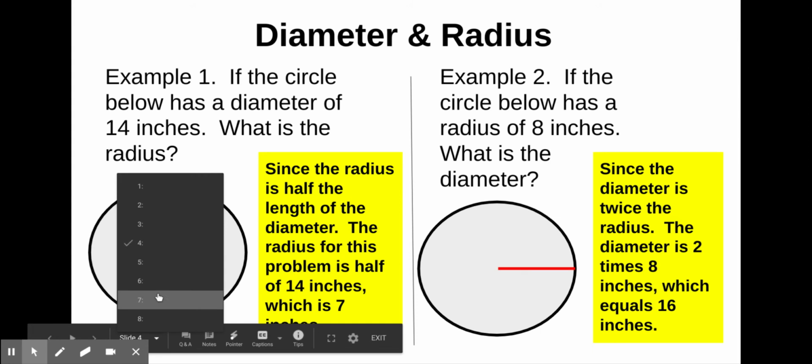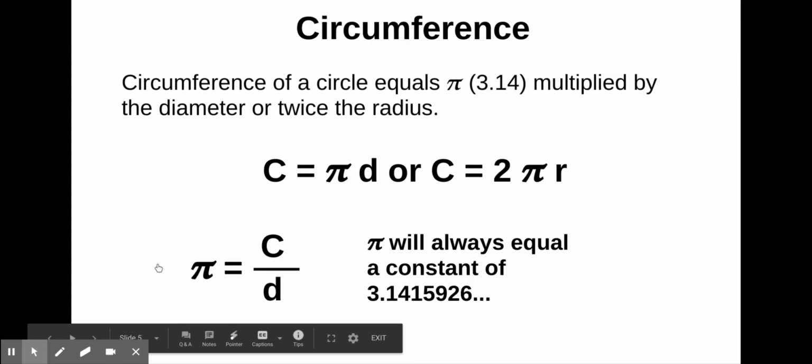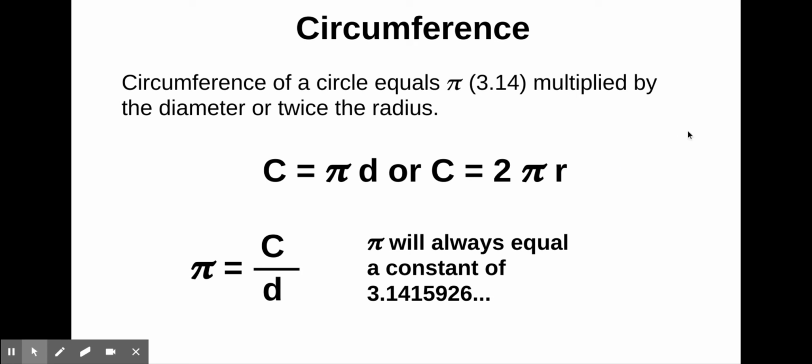All right. So, the formula for figuring out the circumference is circumference equals pi times the diameter, or 2 times pi times the radius. Remember, 2 times r is equal to d. So that's the only difference there.